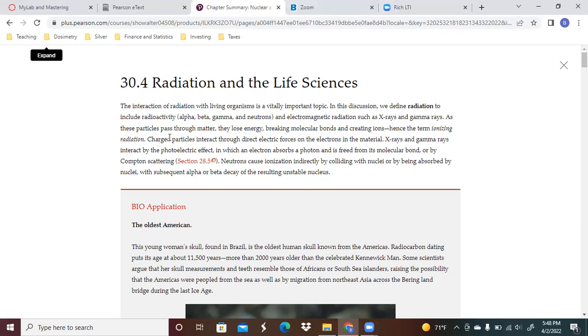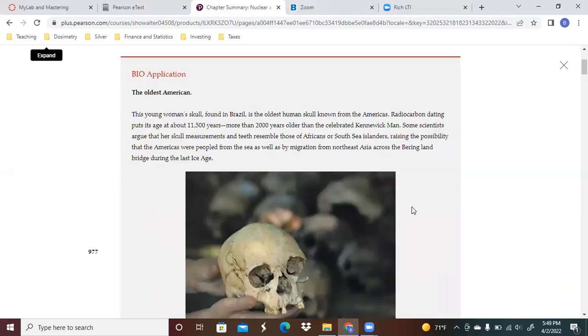As these particles pass through matter, they lose energy, breaking molecular bonds and creating ions, hence the term ionizing radiation. Charged particles interact through direct electric forces on the electrons. X-rays and gamma rays interact by the photoelectric effect, in which an electron absorbs a photon and is freed from its molecular bond, or by Compton scattering. Neutrons cause ionization indirectly by colliding with nuclei or being absorbed by nuclei, with subsequent alpha or beta decay of the resulting unstable nucleus.